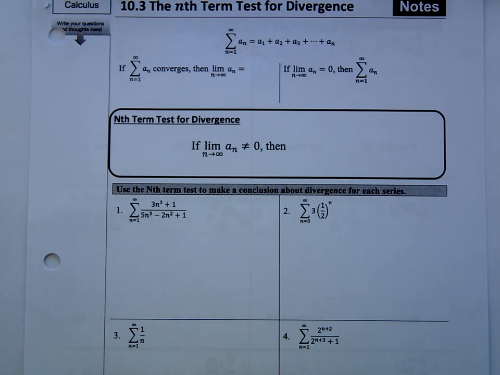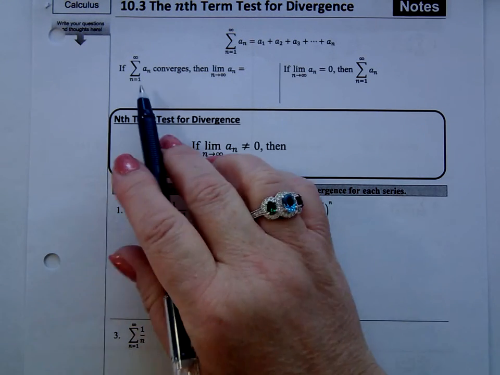All right, my BC kids, here comes section 10.3. This one's called the nth term test for divergence. This particular test is best used just to check for divergence versus other tests that we've seen that check for convergence or divergence. So this one's just basically better for divergent situations. And here's what it says.